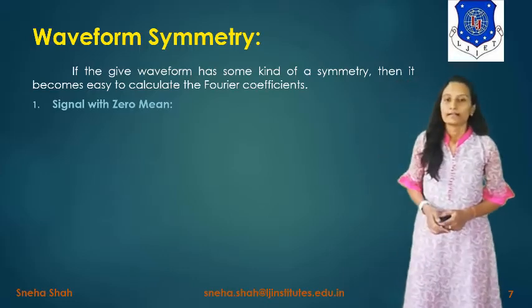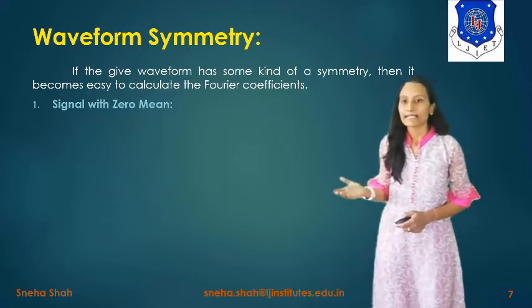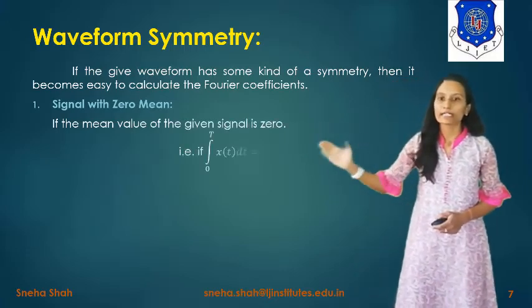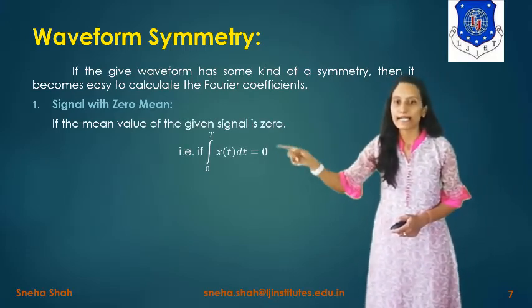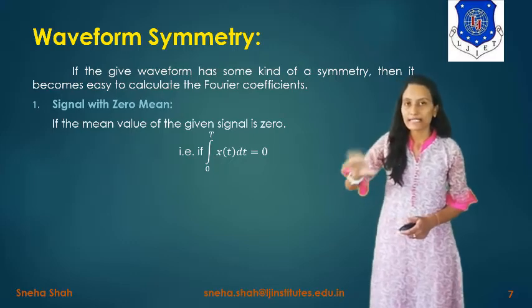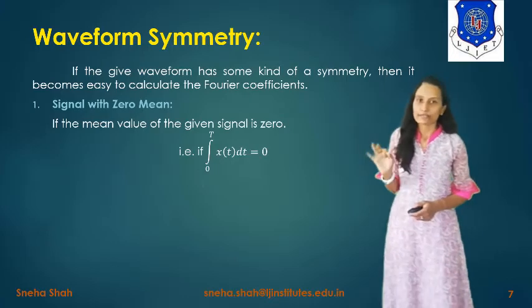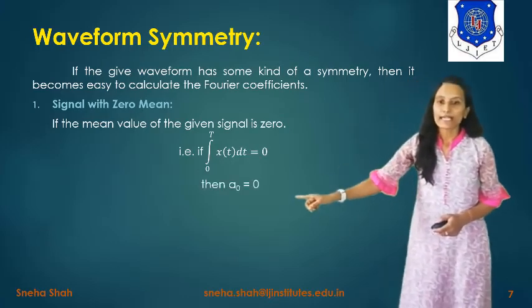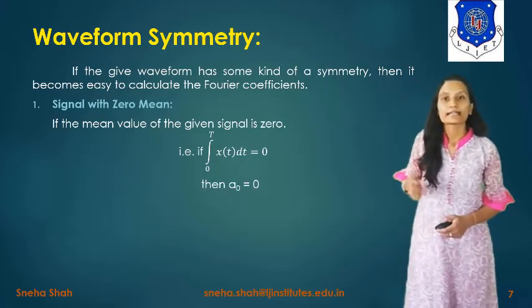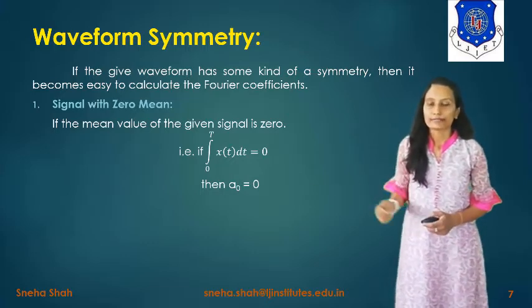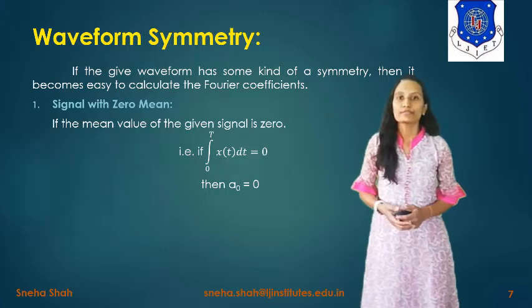Now suppose the mean value of a given signal is 0, it means the integration from 0 to t of x of t dt equals 0. It means if we integrate this signal, its value becomes equal to 0. Then the value of a0 equals 0, which means there is no need to find the coefficient a0 because its value will be 0.